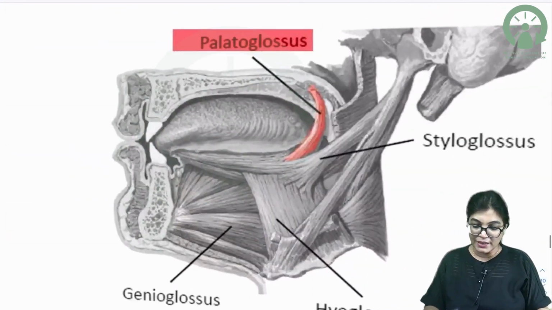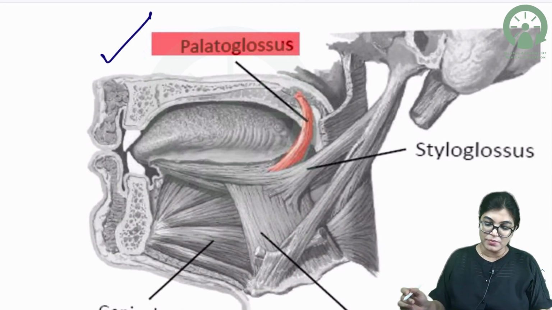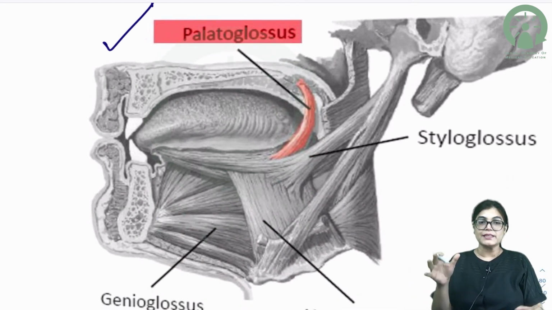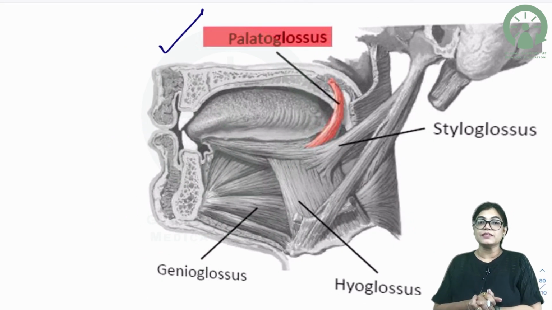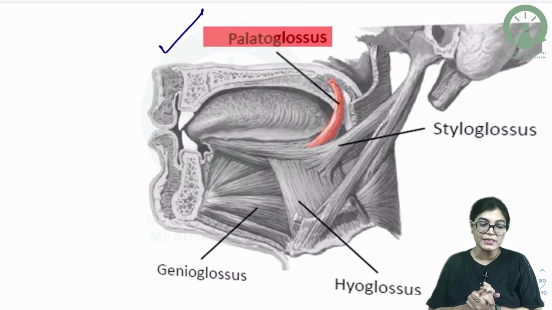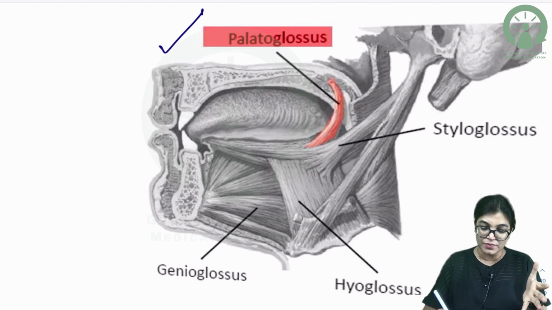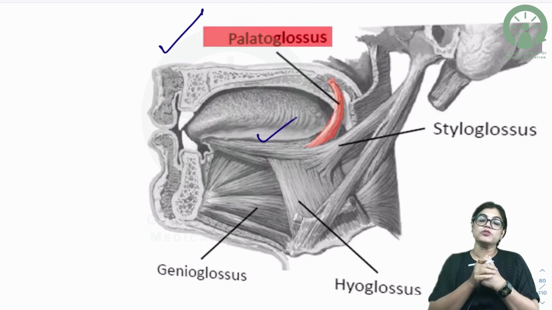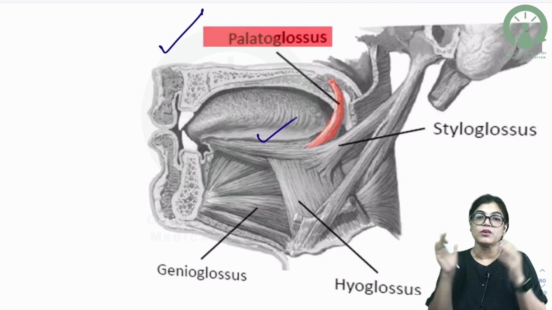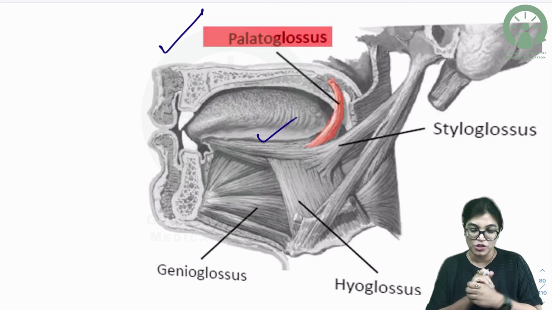The next is the palatoglossus muscle. You can see the palatoglossus muscle. It arises from the palatine aponeurosis of the palate and inserts into the sides of the tongue as shown here, and it has the action of elevating the posterior part of the tongue and thus approximating the palatoglossal arch.